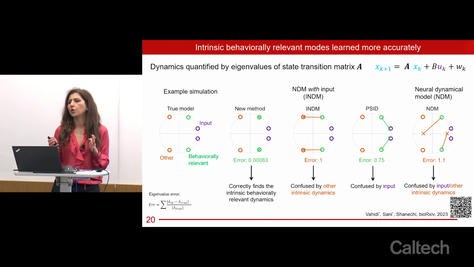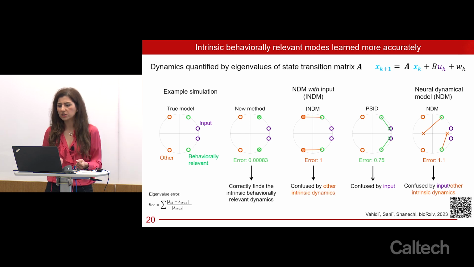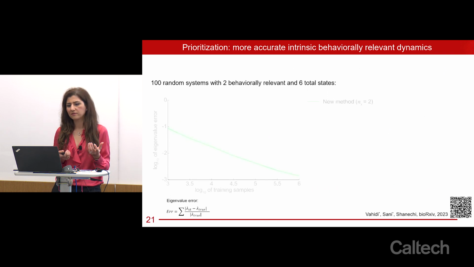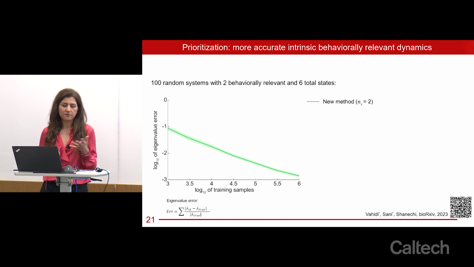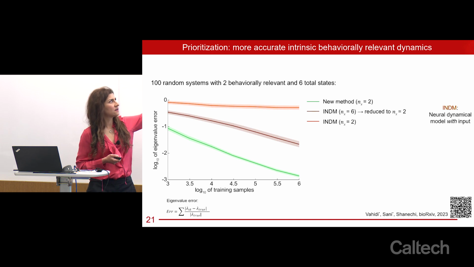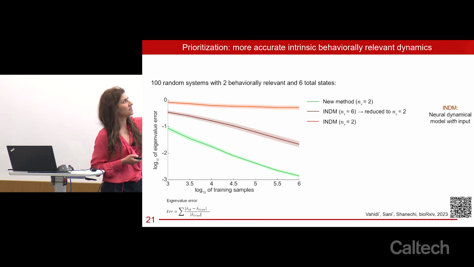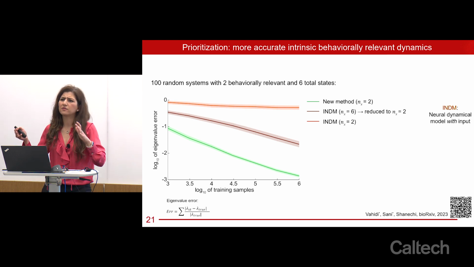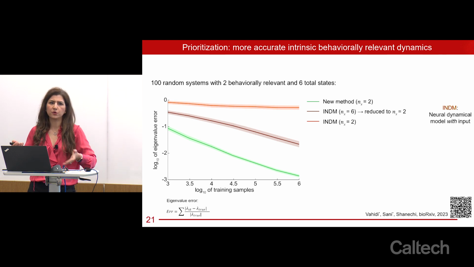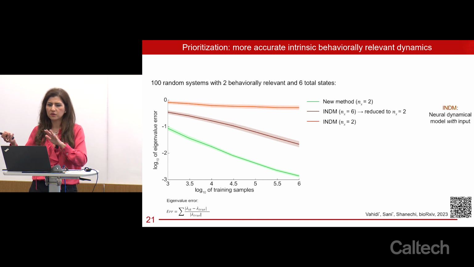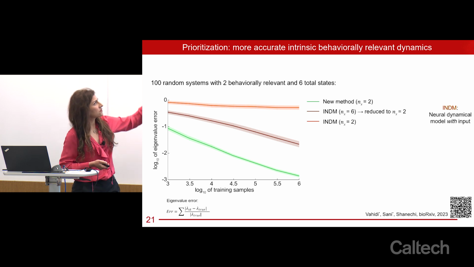So this is just a toy example to give some intuition, but we also extensively quantify the performance of these methods in identifying these behaviorally relevant modes or dynamics as a function of training data samples. So here's this new method. And here's a neurodynamical model that takes input into account. In case you haven't seen this, there's various ways to fit an NDM with input. You can use expectation maximization. There's subspace-based methods that do this. So this is not difficult to do. So let's look at the performance.